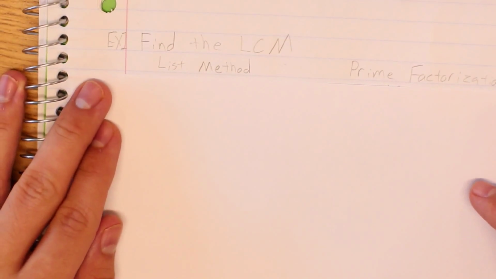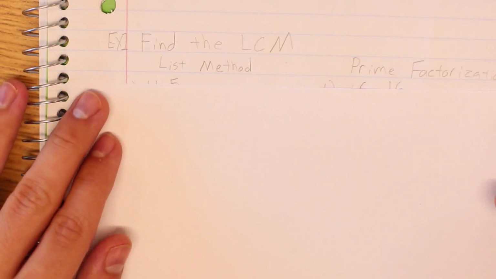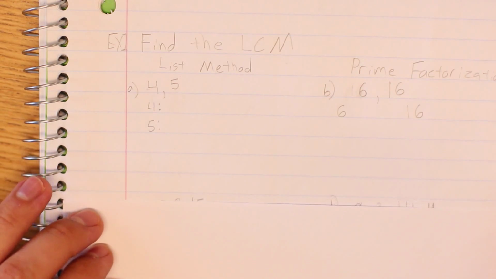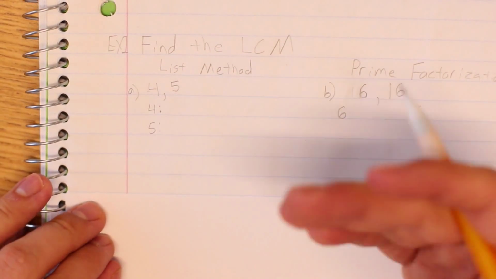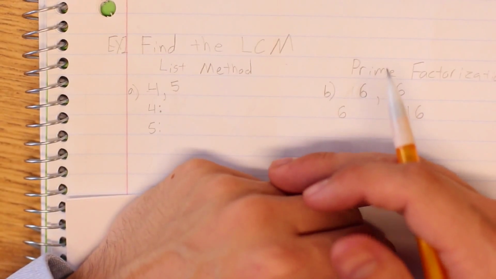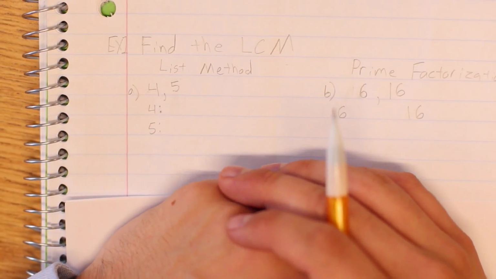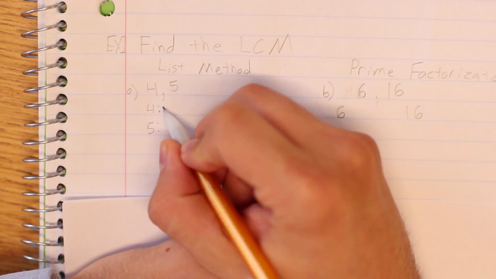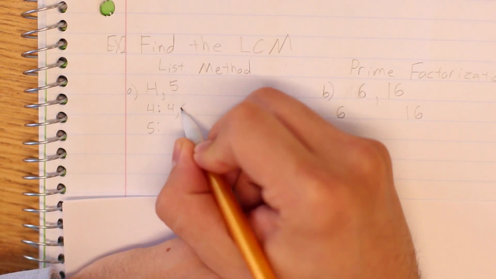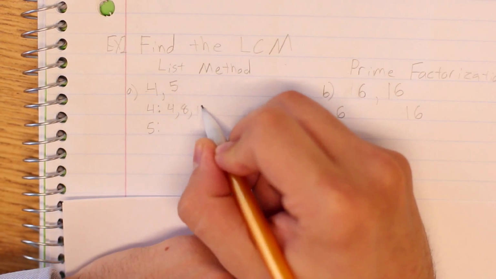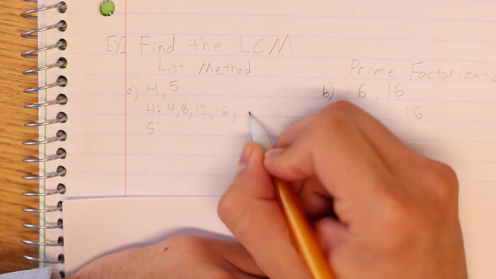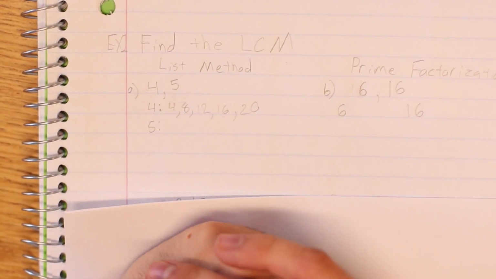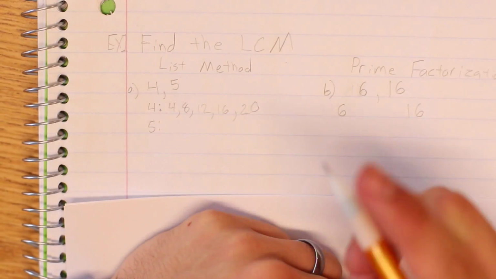Here we are told to find the LCM. I'm going to show you two different methods, similar to what I did when we were going over GCF. There is the list method, where you list out the multiples until you find the smallest multiple they have in common. For 4 you've got 4, 8, 12, 16, 20. Most of you at this point know what multiple they have in common. It's going to be 20.